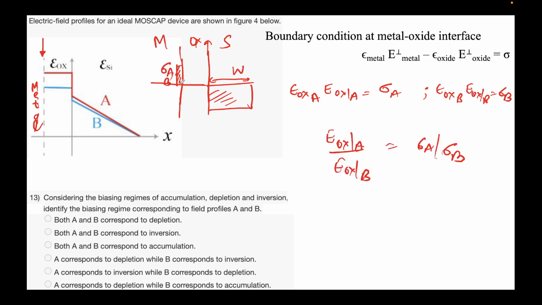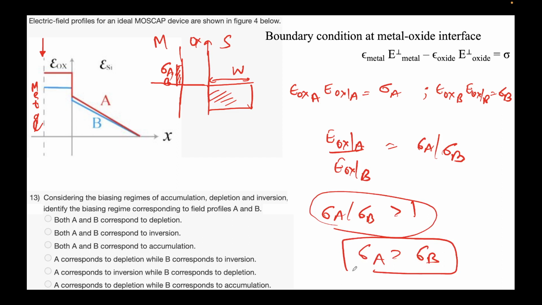Okay, so we know that for A, the electric field is higher, right? So I can simply say sigma A by sigma B is greater than 1, because from these values you see red is higher than blue. So sigma A is greater than sigma B. When will that happen? That can happen when you have a higher gate bias, because this is the charge here. This charge will come here only when you apply a higher gate bias for A, right? And note that B is also depleted, A is also depleted.